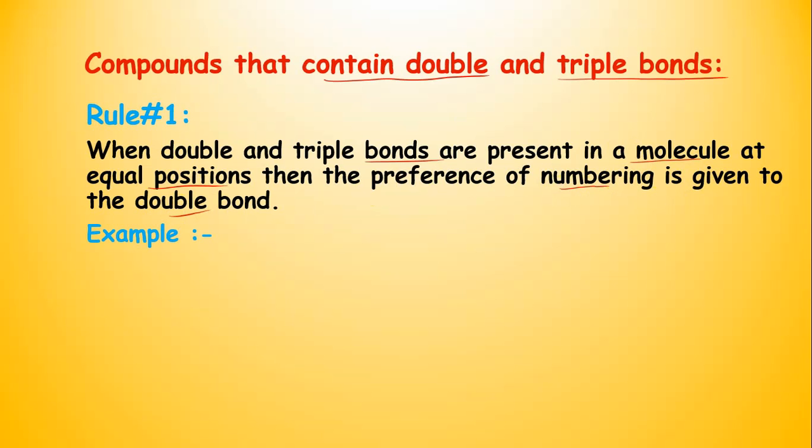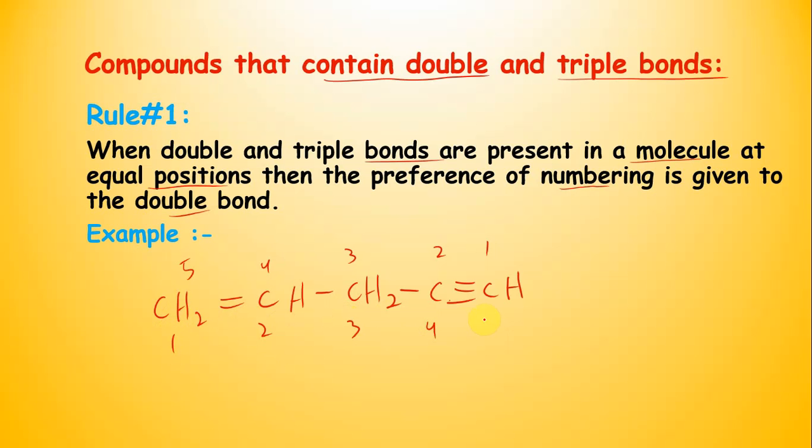Look at the example for this one. Suppose this is CH2 double bond, then CH2, carbon-carbon triple covalent bond and CH. So look at here. For example, we are starting the numbering from here: 1, 2, 3, 4 and 5. And suppose another student is starting the numbering from here: 1, 2, 3, 4 and 5.